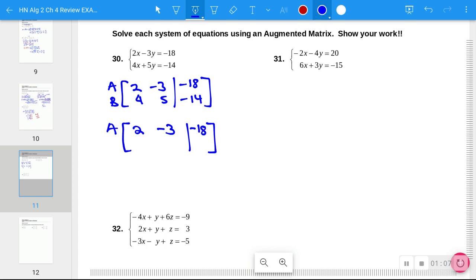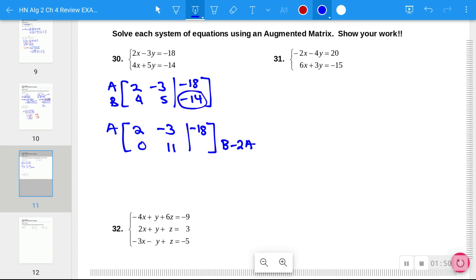And what I'm going to do to get this 0 right here, which is my goal, is I'm going to take line B and subtract 2 versions of line A. So what we have here is 4 take away 2 times 2, which is 0. And then 5 take away 2 of those. Well, 2 times negative 3 is negative 6, so 5 take away negative 6. That would be 11.